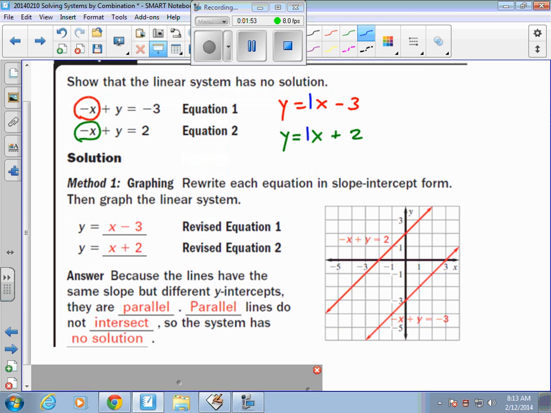Okay. It says because the lines have the same slope but different y-intercepts. Remember, that was the second part that was key about them being parallel lines. Different y-intercepts, meaning they cross through in different spots. They're parallel, and they'll never have any intersecting point. Therefore, there'll be no solution.